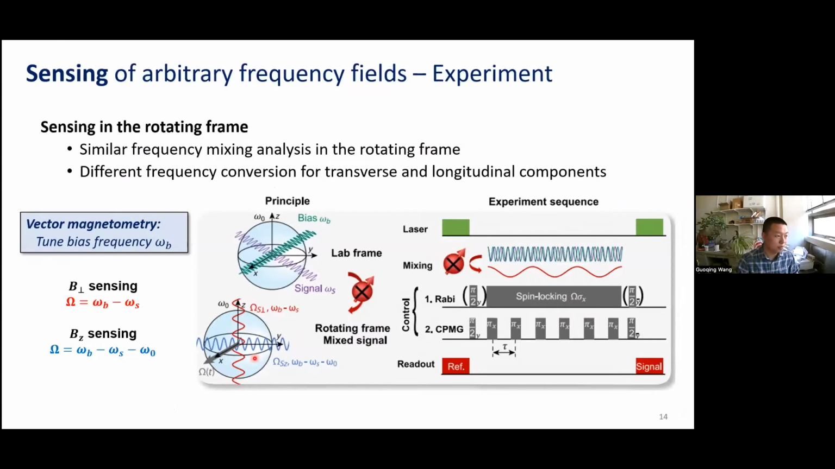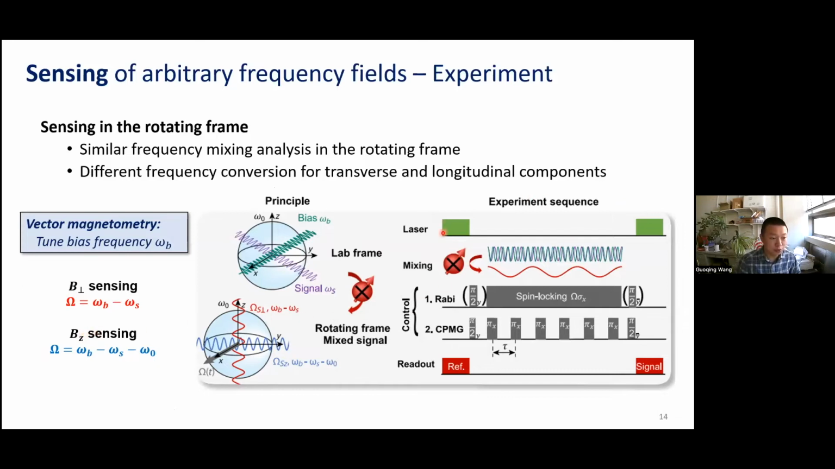So now let's look at a bit more on the experiments. As I have mentioned, we can still use the rotating frame to sense the vector component of the arbitrary frequency fields. So now, instead of tuning this capital Omega to different resonance conditions, we can tune this frequency omega b to be omega s plus capital Omega or omega s plus omega 0 plus capital Omega to sense the transverse and longitudinal component of the vector field.